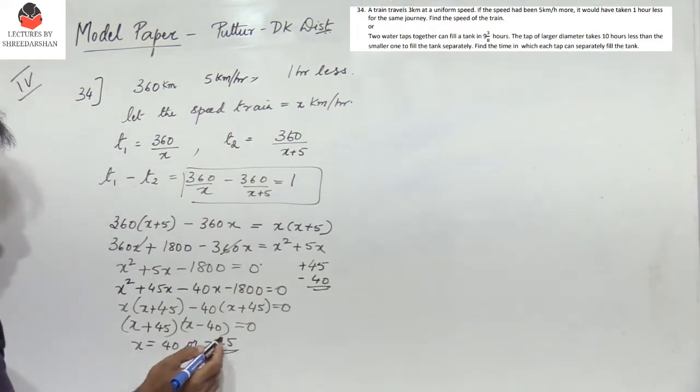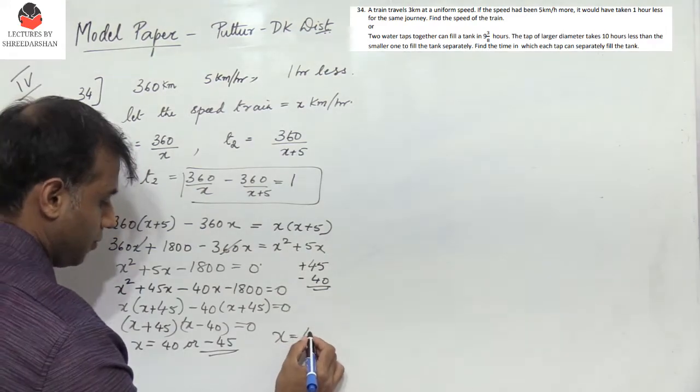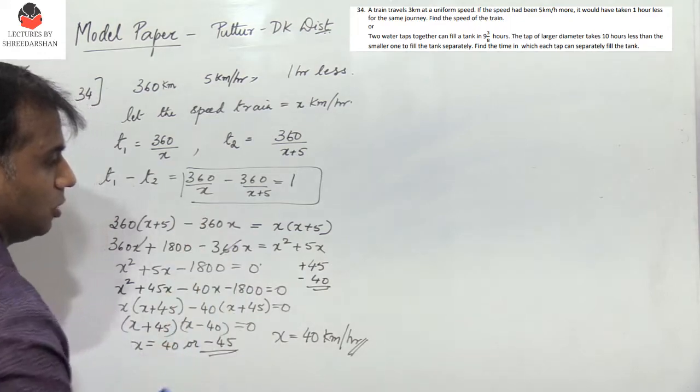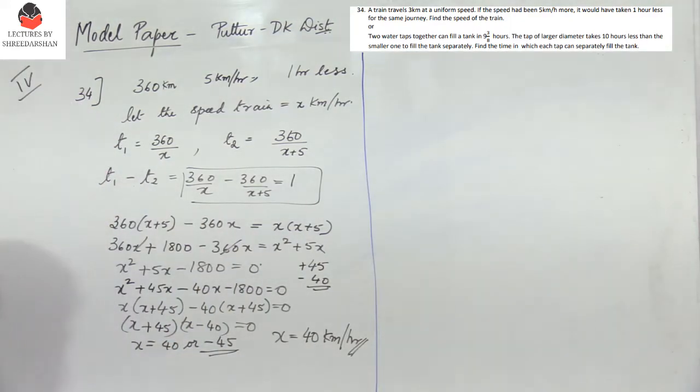So the speed cannot be negative. So therefore x is 40 kilometers per hour. So this is the speed of the train. So next, there's another question. So you have two of them.